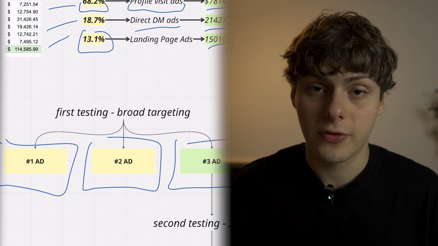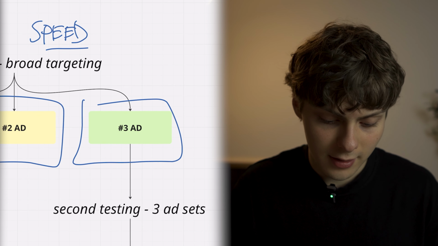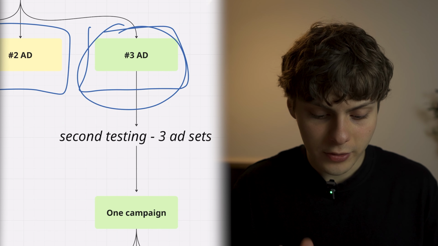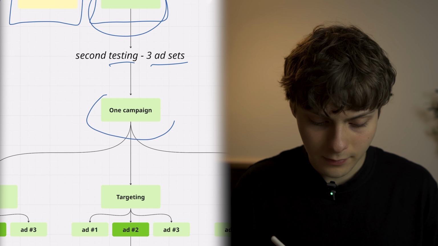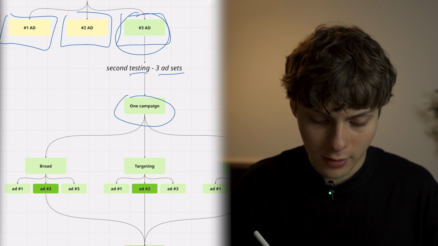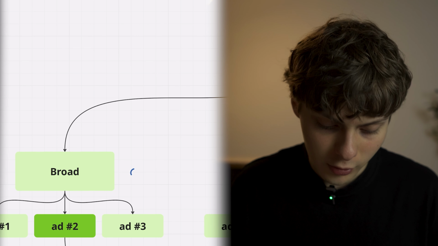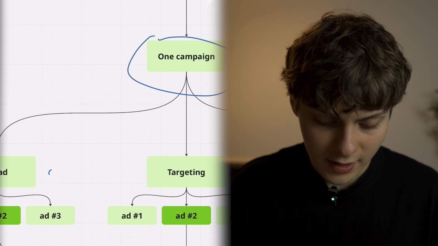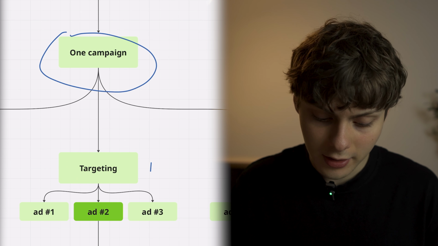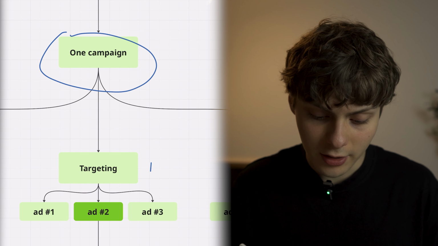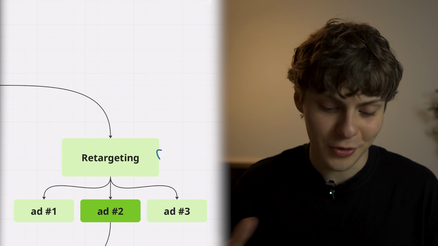And now from those three ads, you will clearly see one winner. And then you take the winner and you go into second testing. So three ad sets. So you have one campaign with three ad sets, 1, 2, 3. One ad set is broad, so you just select countries in it. Second ad set is targeting, so you select countries and the detailed targeting. And the last one is retargeting. You create a custom audience in Meta Ad Manager. It's really simple, you can just Google it.